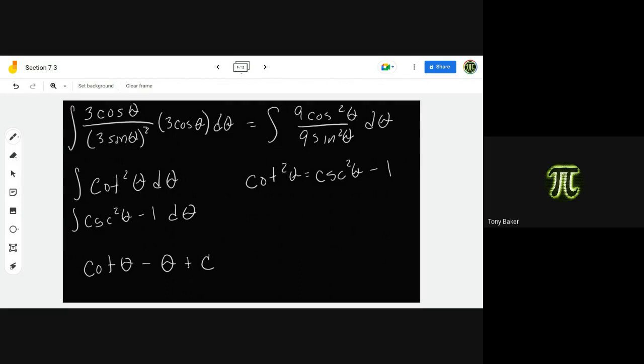All right. Are we done? Still trying to convert it back? I got to convert it back to x. All right. So let's look at this one.